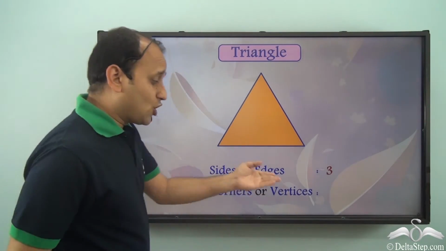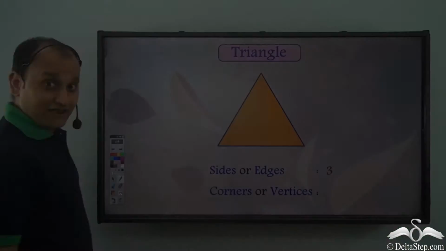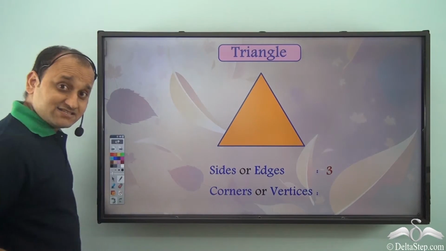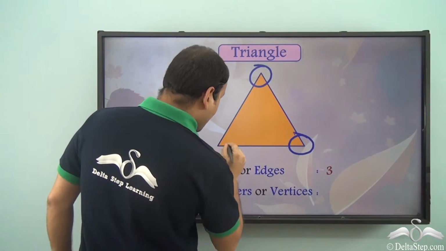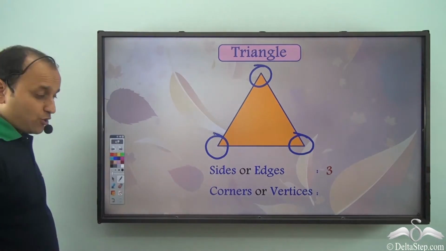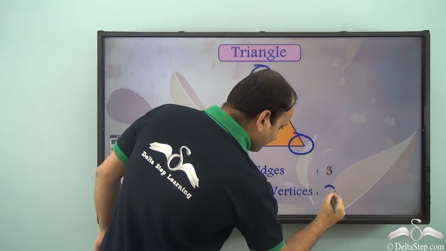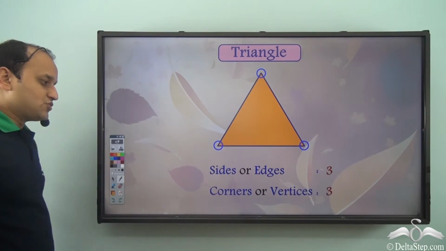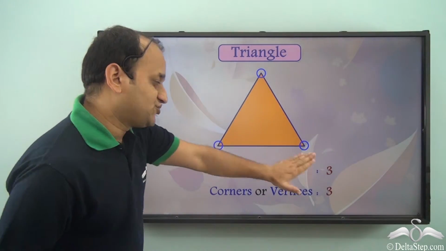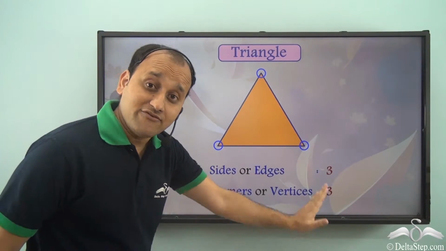Now what about corners or vertices? Well, point joining 2 sides is a vertex. So we have 1, 2 and 3 such points. So we have 3 corners or vertices. So in case of triangle, we have 3 sides and 3 vertices.